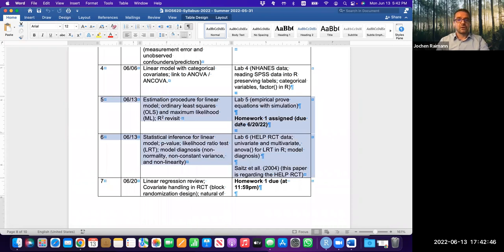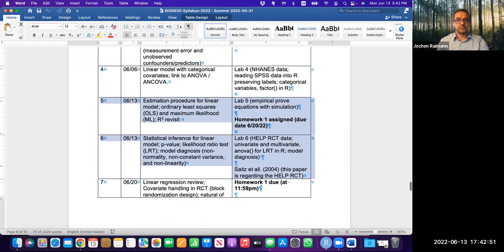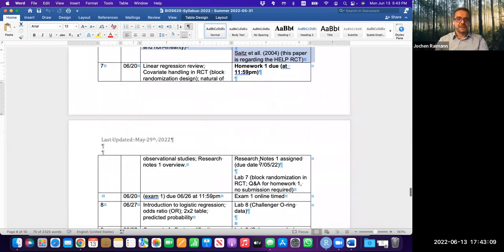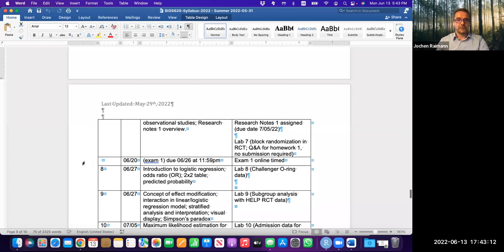We are now at 5 and 6. You now have homework 1 assigned to you. This is due next week on Monday at midnight. I left it for Monday, so we can check in next week on Monday to resolve issues you may have for the homework. Just make sure that you don't forget about this deadline. That's point 1. Point number 2: Sunday next week, you have exam 1 going online, which is due on 6/26.